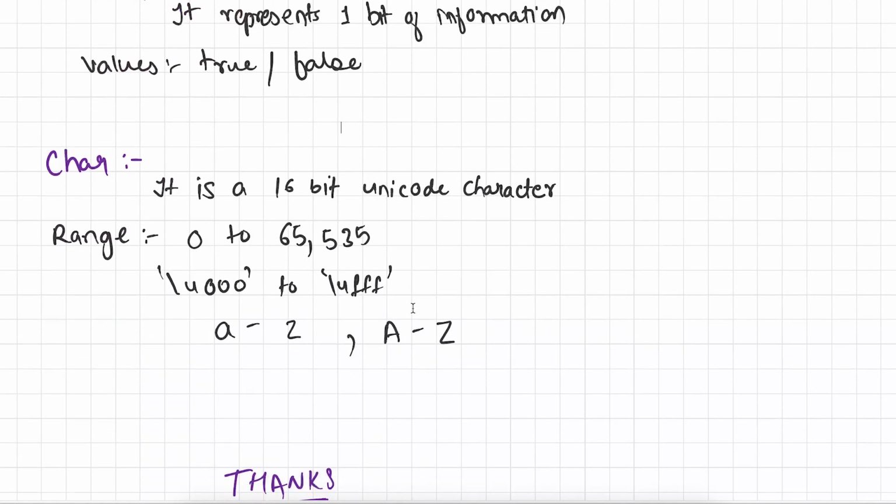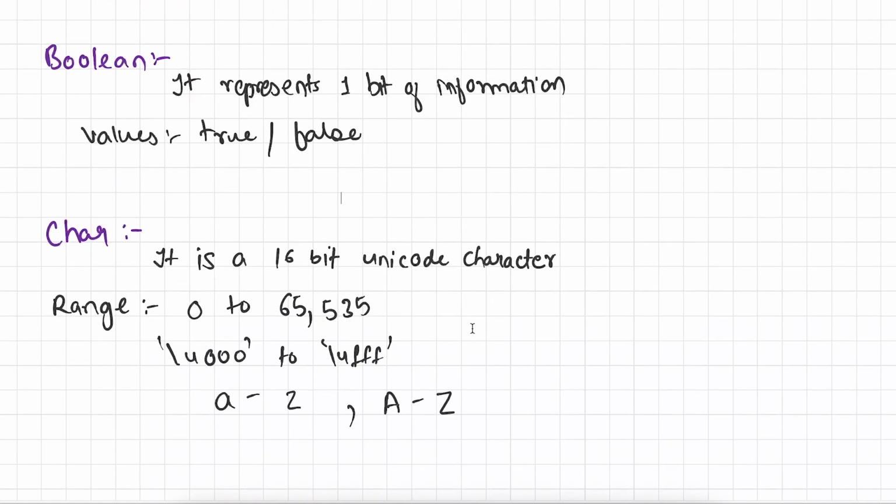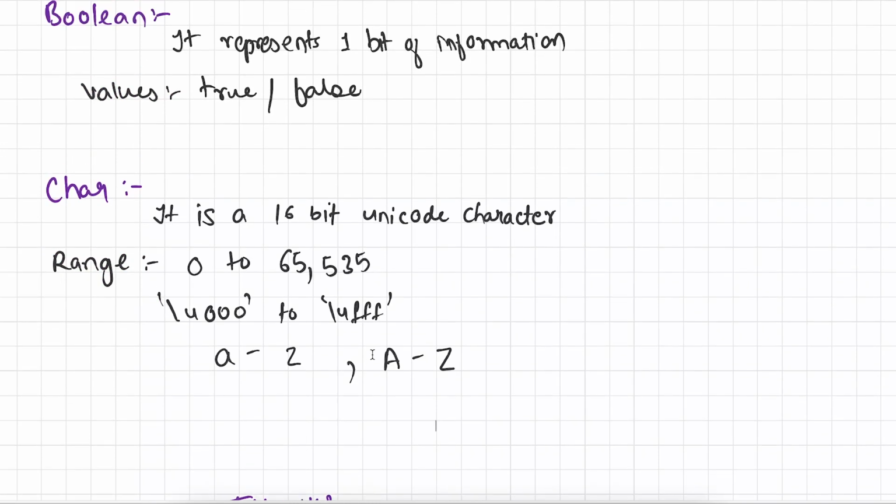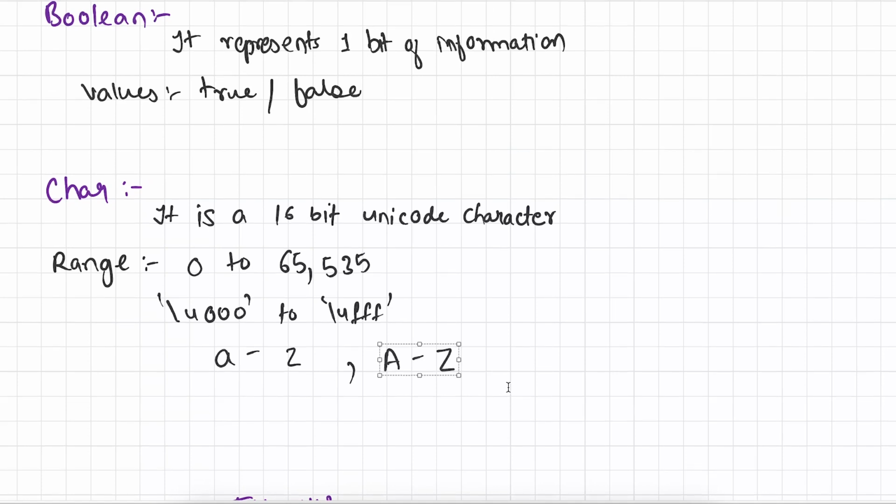Okay. The next and the last data structure coming up is the character data structure, and it is a 16-bit Unicode character. It uses 16 bits to represent any character, and the range of this data structure is 0 to 65,535. And we can store small letters a to z, and we can also store capital A to capital Z, and many other special characters also we can store in this data structure.